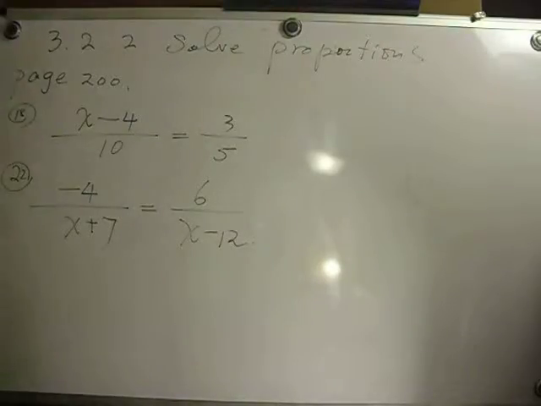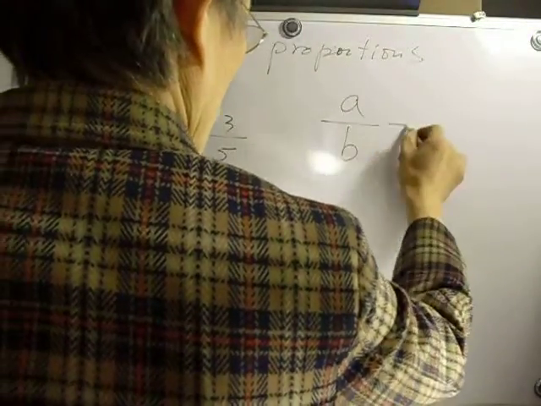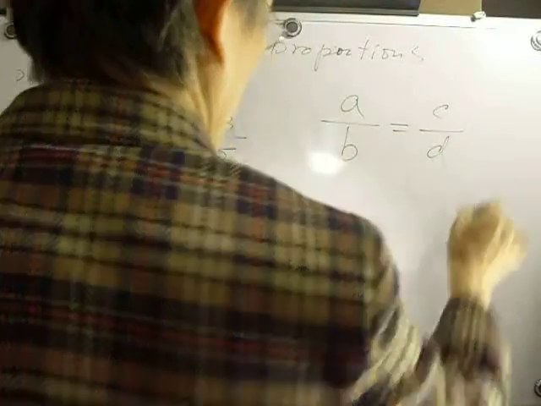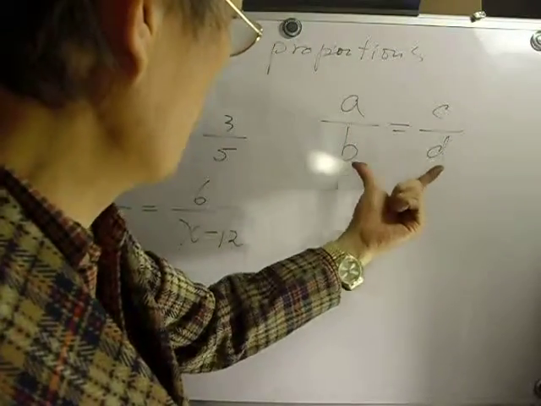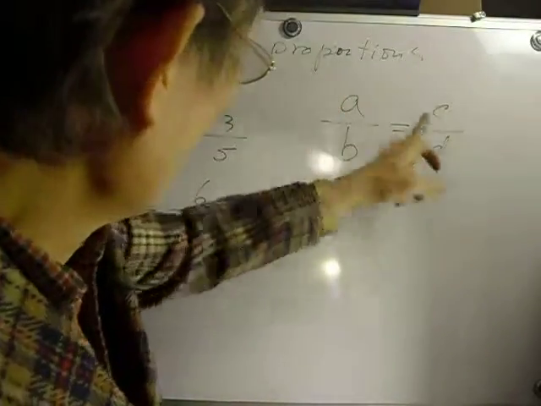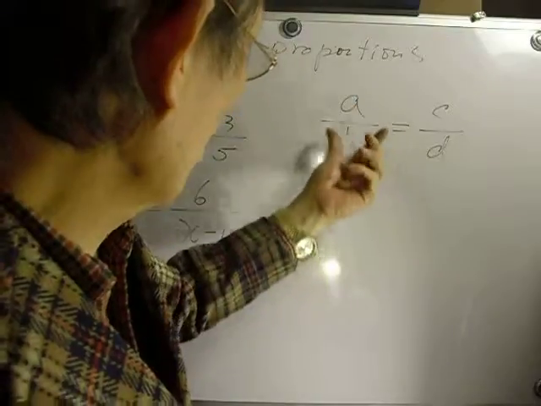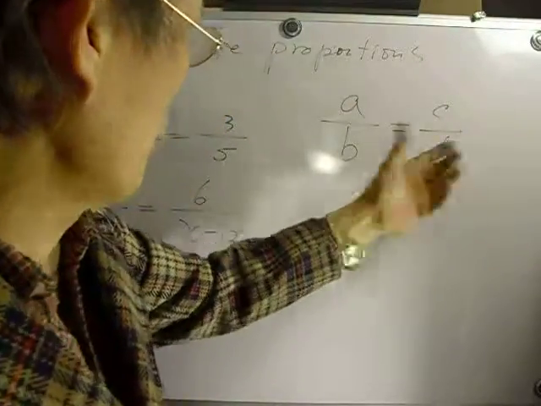First of all, we introduce what a proportion is. A proportion is two fractions that are equal to each other. This fraction equal to another fraction, we call it a proportion. It doesn't have to be a whole number. You could have a fraction, or a decimal, or anything, as long as it's a real number.